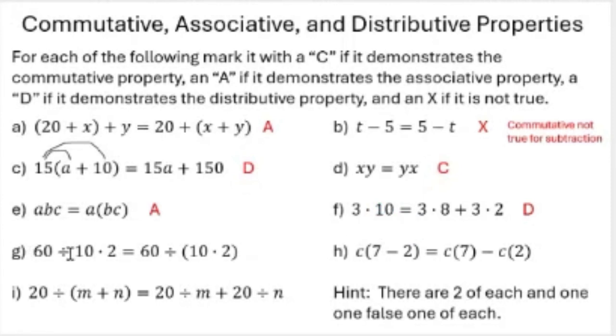60 divided by 10 times 2 is the same as 60 divided by 10 times 2. Well, that looks like the associative property, but we know the associative property only works if you have a whole bunch of addition or a whole bunch of multiplication. That is not true.